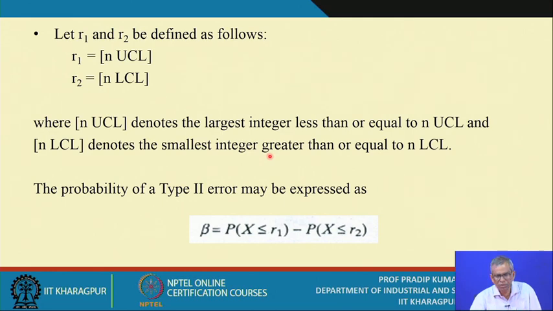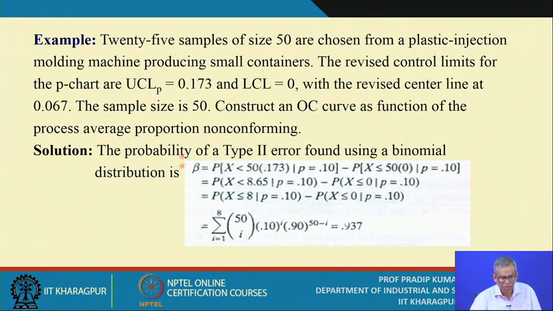So what is the expression for the probability of type 2 error? That is beta equals the probability that x is less than or equal to R1, where R1 is this one with these corrections, minus the probability that x is less than or equal to R2. Is it okay? So there is an example we have. UCLP is given as 0.173, LCL is 0, and the central line is 0.067. So this is then just an application.